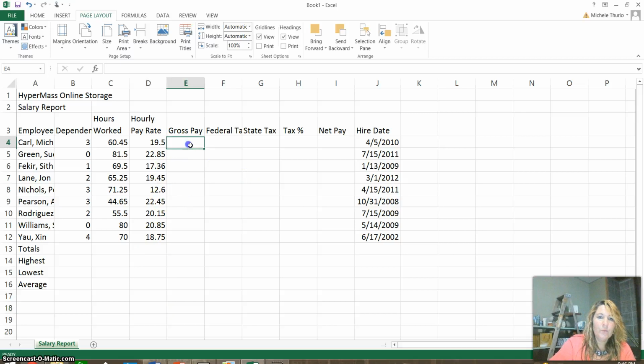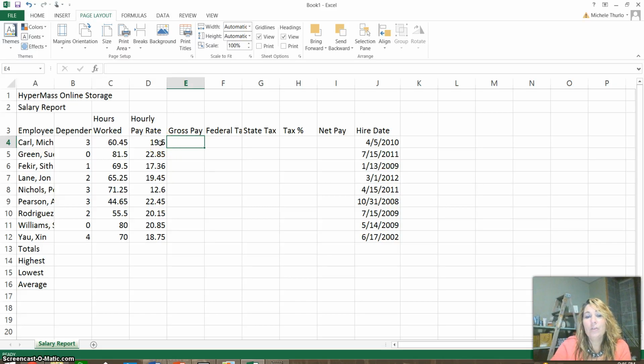So looking at our spreadsheet, the first thing we want to find is gross pay. Gross pay, if you don't know, is how much you're actually earning. Not the amount you get to take home, not the amount your paycheck's for, but how much you have earned. So what would I do if I wanted to find the gross pay? I would take my hours worked, which is 60.45 hours for Michael, times his hourly rate, which is $19.50.